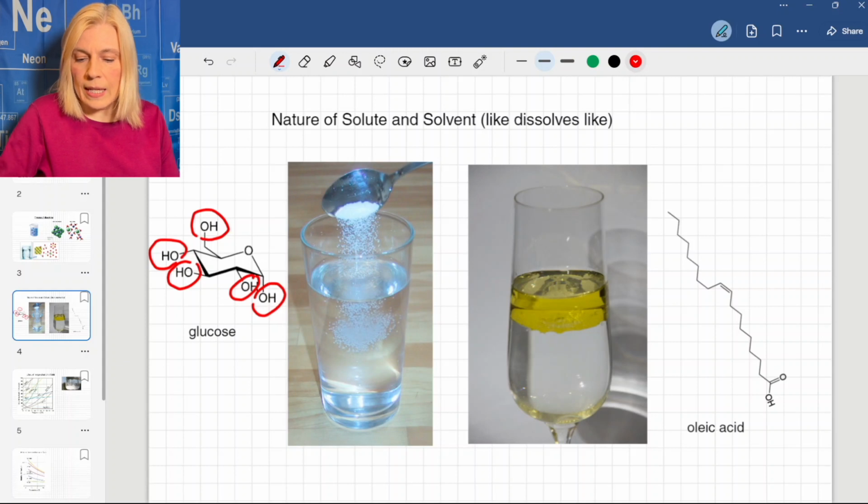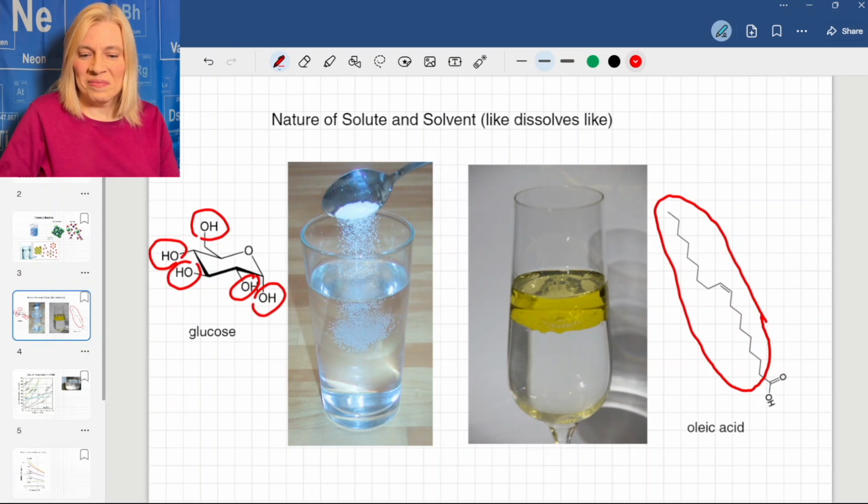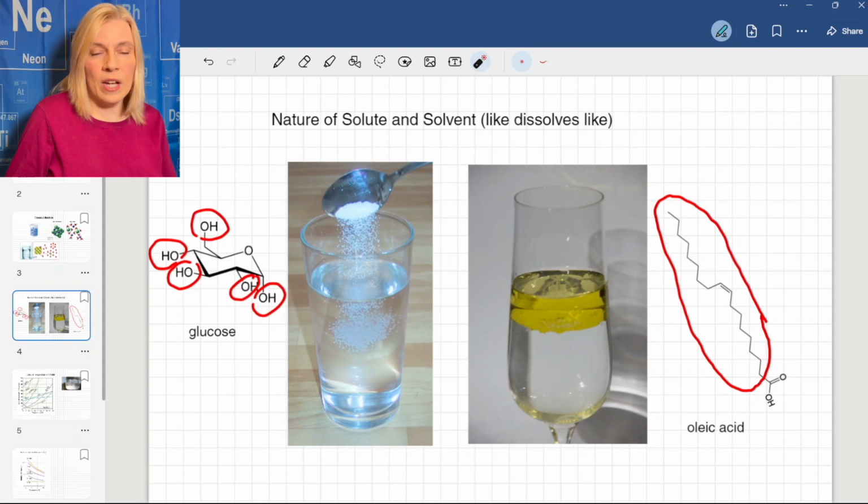Here is oleic acid. And this is a big long chain of carbon and hydrogen, a long hydrocarbon chain, and that means it's non-polar. You can also say it's hydrophobic. It doesn't like water. So if you put oil and water, does it dissolve? No, it doesn't. It looks like this. You have an oil layer on top, then water on the bottom. It does not form a solution. So it's important that like dissolves like: sugar and water mix, but oil and water doesn't mix.